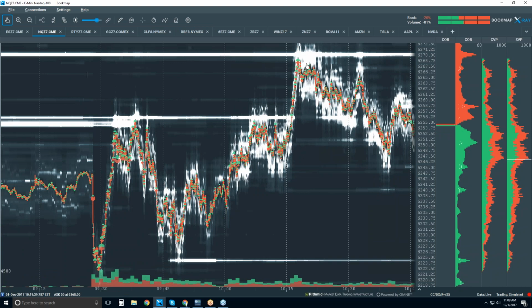Look how they got pretty aggressive. They started lowering our offer in this area here. They really wanted to be sellers here. That led to a pretty strong pullback. All right, interesting stuff again at this price level.